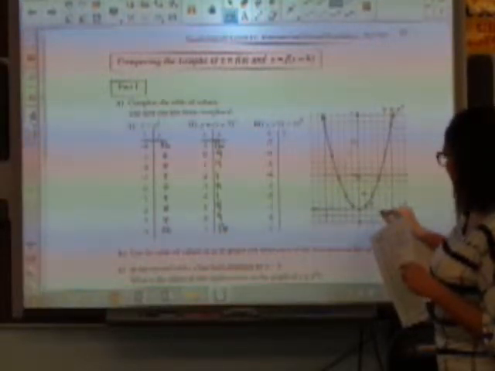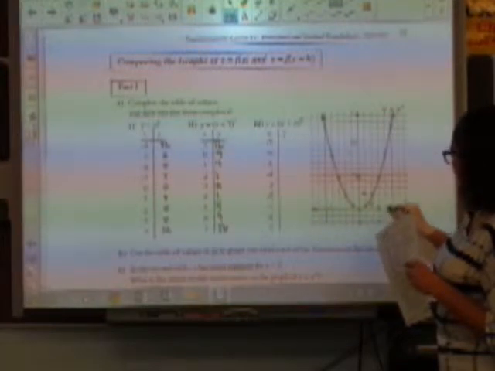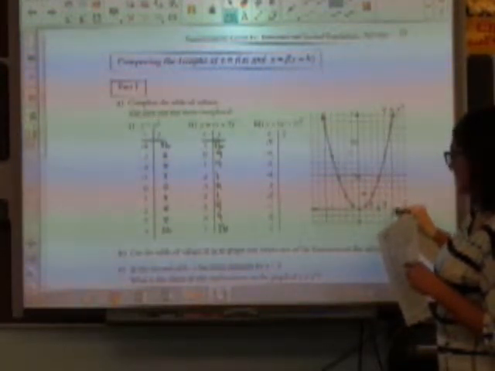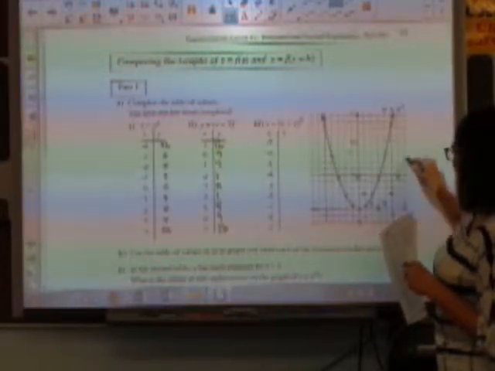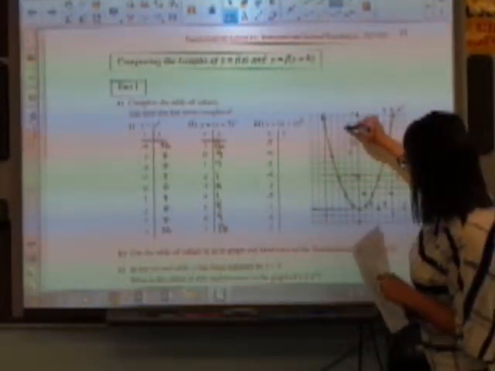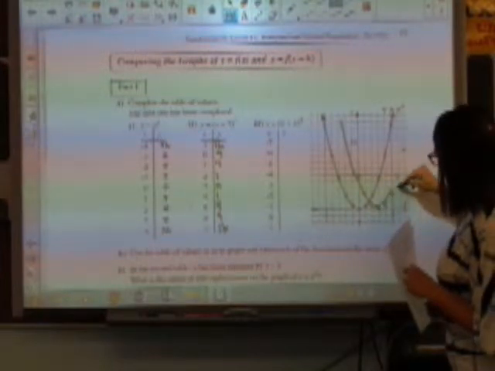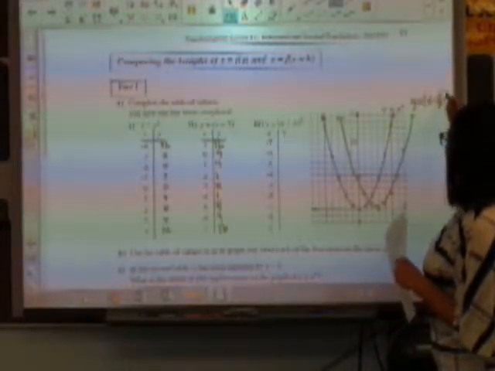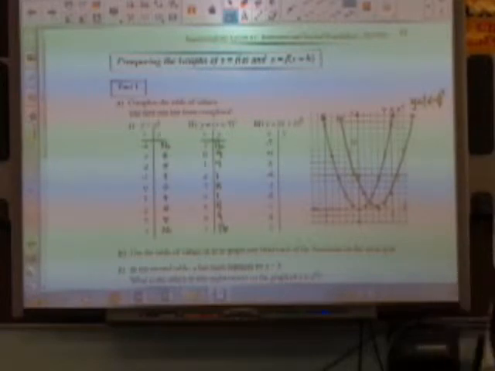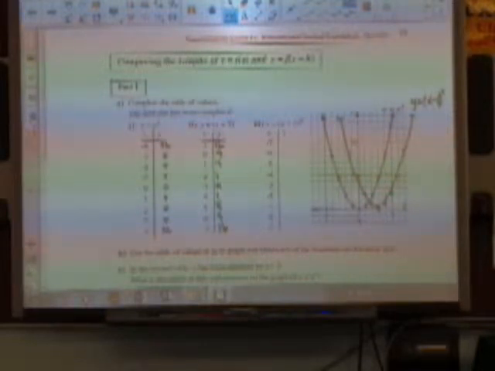And then 3 and 0. 4 and 1. 5 and 4. 6 and 9. And then 7 and 16. So I get this parabola that looks like this. This is my y equals x minus 3 squared. How does that differ from the first parabola? It was translated 3 units, right? Yeah, it's moved 3 units to the right this time.